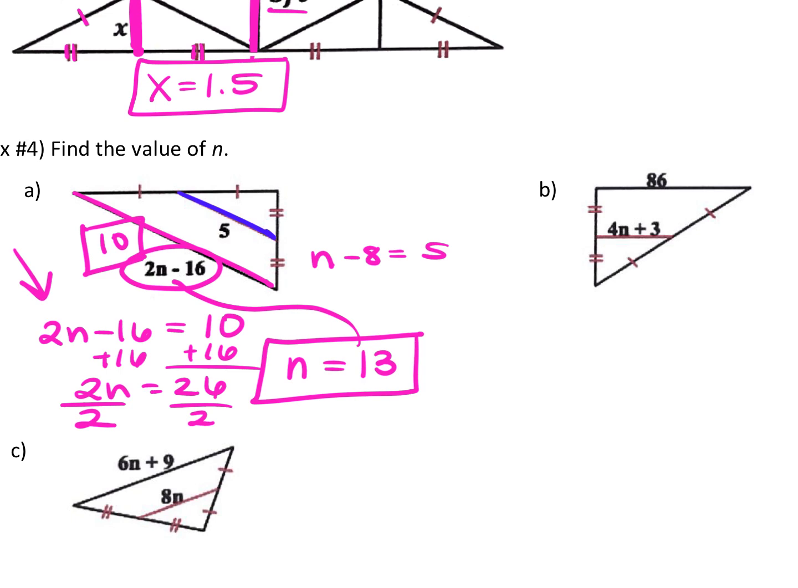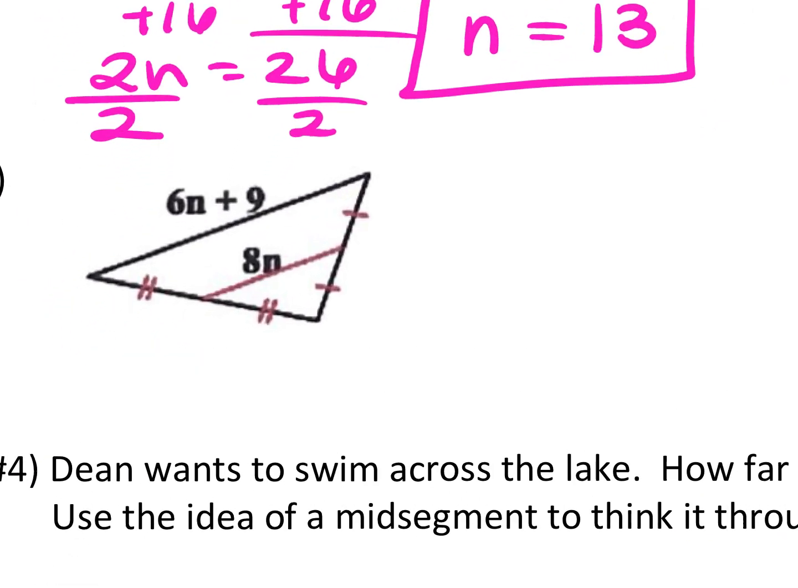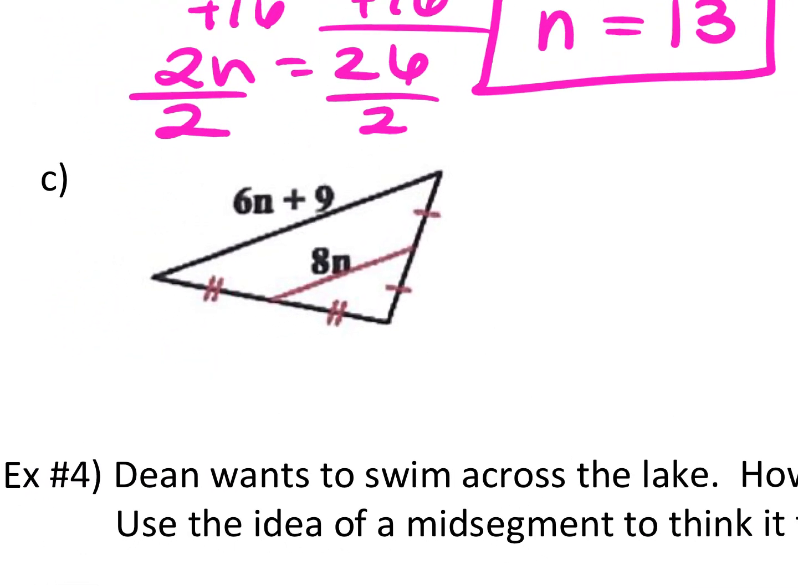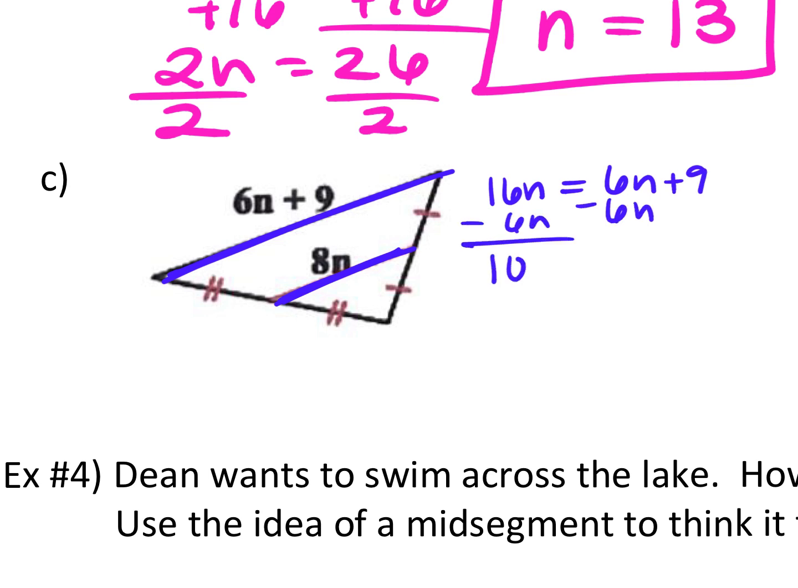Okay, I'm going to skip B because I think we've done enough of these, but I'm going to do one more, this one. What would you do? I would double 8n. You could cut 6n plus 9 in half, but you're going to end up with a decimal, which is not the end of the world. You'll get there. But it just maybe isn't as nice to work with. So I would double the shorter one. So 16n, and then set that equal to the longer one, 6n plus 9. So take away the 6n, and you get 10n equals 9. What does n equal?